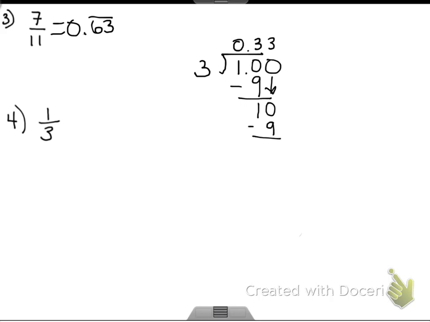This looks like I'm doing the same thing again and again and again. Well, I am, and I would do this forever. So that means that this is a repeating decimal as well, and that 1/3 can actually be written as 0.3, 3/10 repeated.